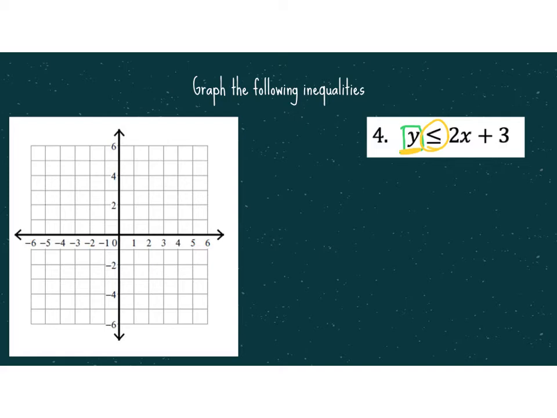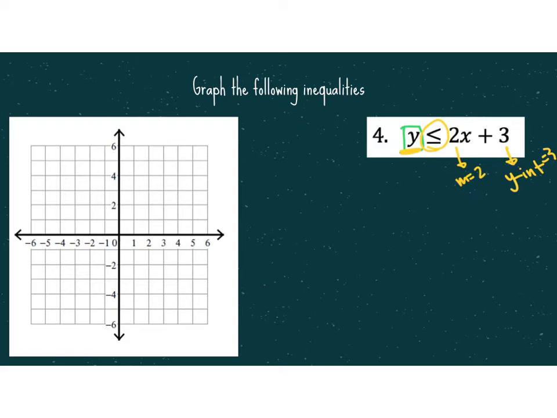So you could even make a little note to yourself that your y-intercept is 3 and your slope is 2. Okay, so y-intercept equals 3, slope is 2. Now let's talk about this inequality symbol. Let me pick a different color here.